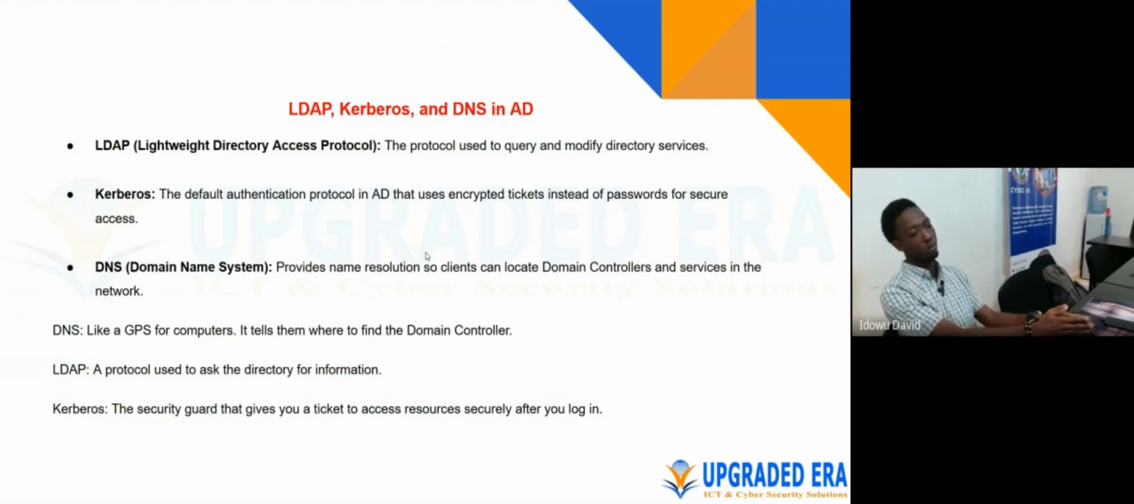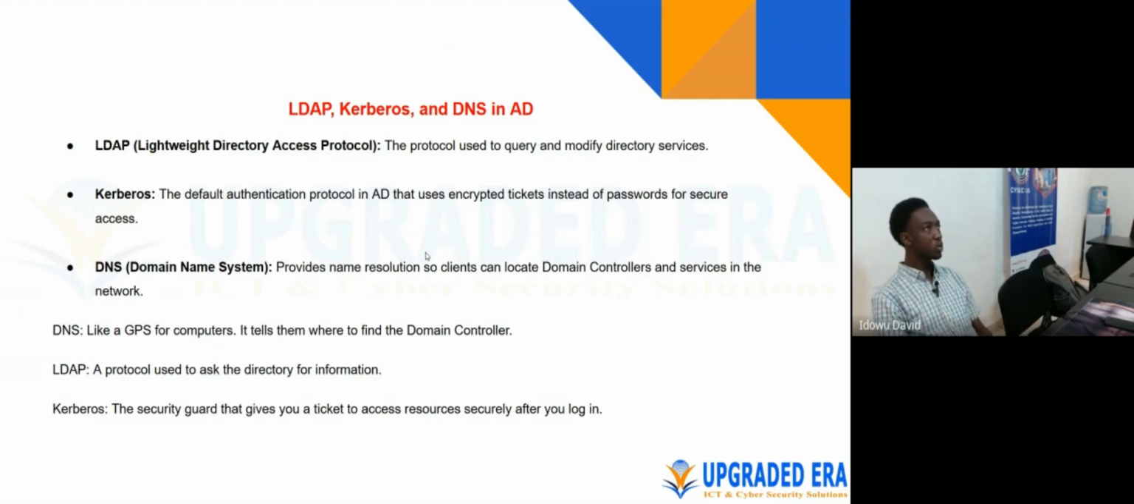For authentication, you're either using passwords or you're using cookies. For an Active Directory, we use tickets. And for tickets, we have two different types of tickets, but that's a bit more advanced. And then we also have the domain name system, which provides name resolution so that clients can locate the DCs and services in the network.